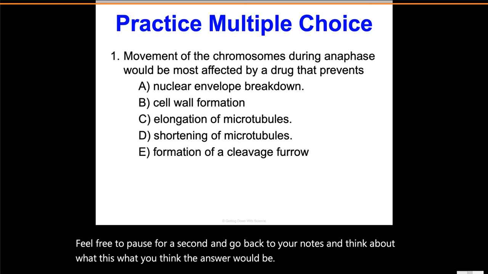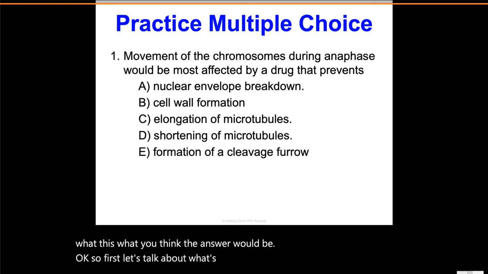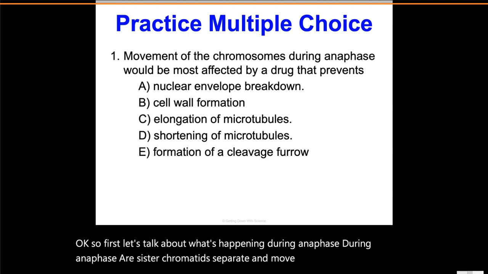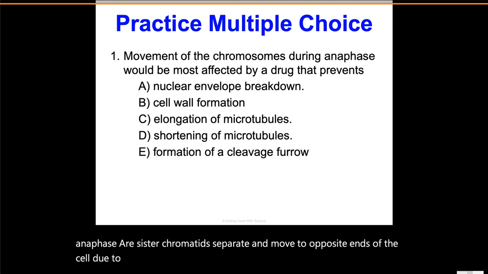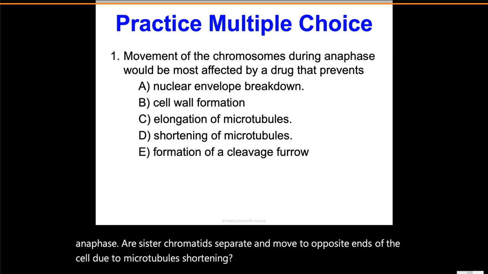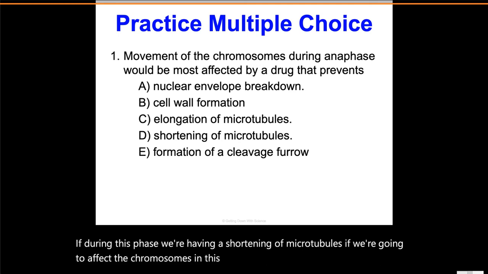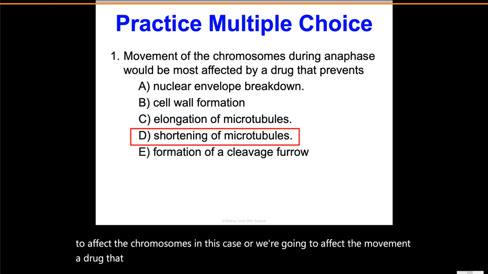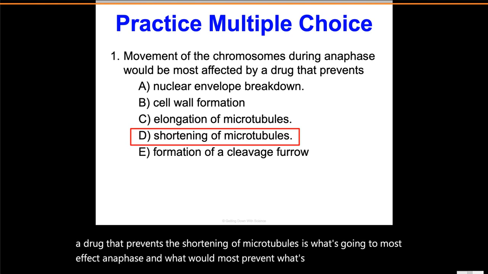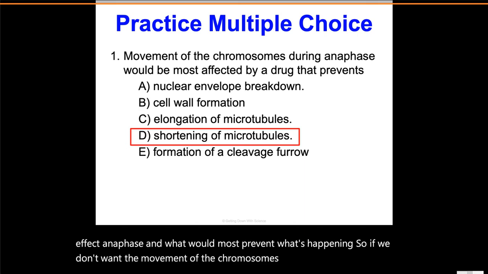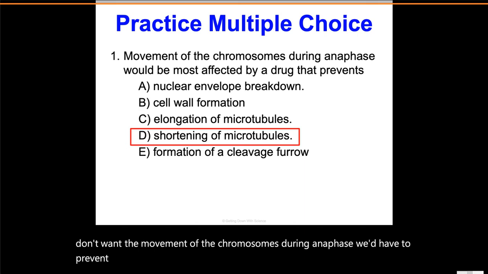Okay, so first let's talk about what's happening during anaphase. During anaphase, our sister chromatids separate and move to opposite ends of the cell due to microtubule shortening. That means a drug that prevents the shortening of microtubules is what would most affect the movement of the chromosomes in anaphase. So if we don't want the movement of the chromosomes during anaphase, we'd have to prevent the shortening of microtubules.